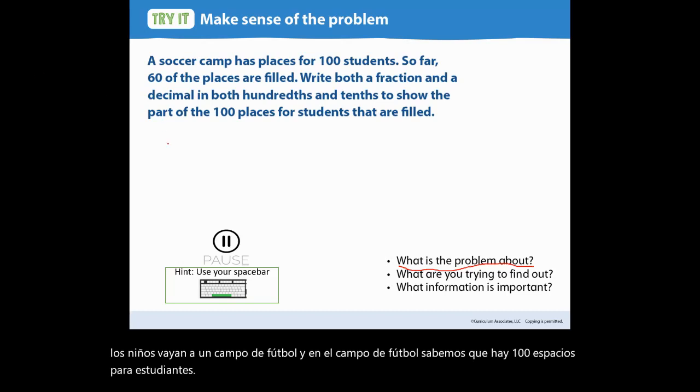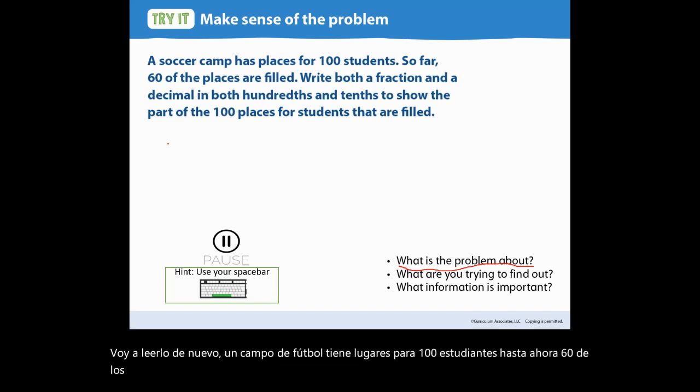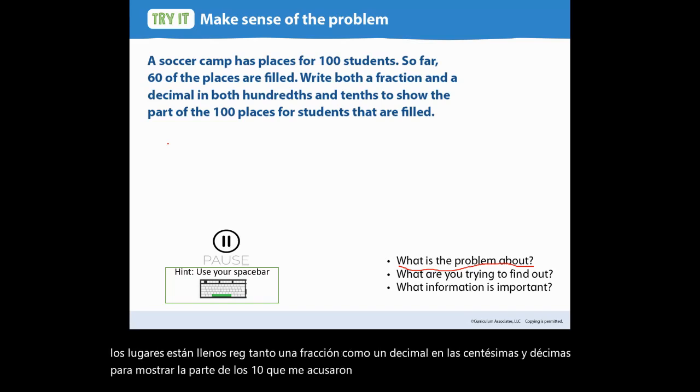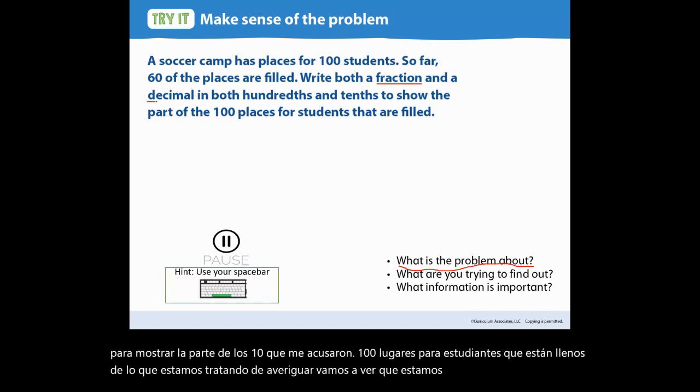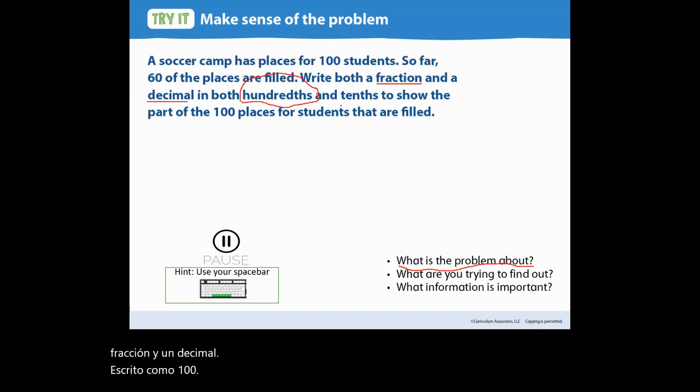I'm going to read it again. A soccer camp has places for 100 students. So far, 60 of the places are filled. Write both a fraction and a decimal in both hundredths and tenths to show the part of the 100 places for students that are filled. What are we trying to find out? We are trying to find a fraction and a decimal written as hundredths and as tenths to show the part of the 100 places that are filled.